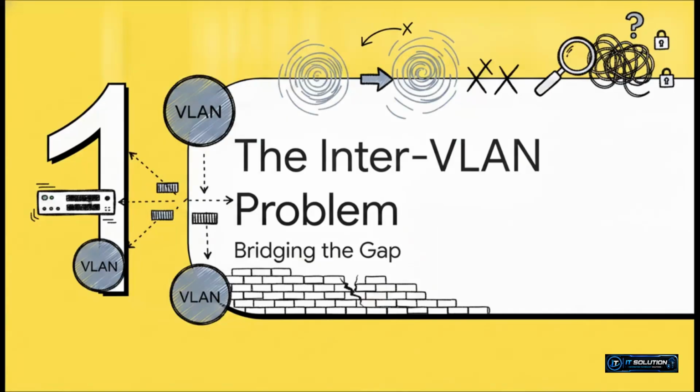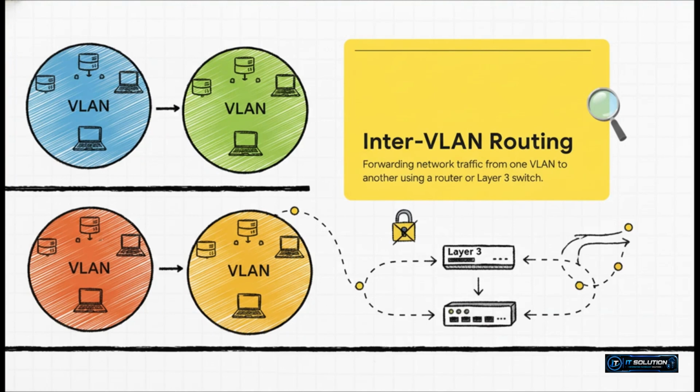All right, section 1, the inter-VLAN problem, bridging the gap. Let's look at exactly why layer 2 switches just can't pull this off on their own. Simply put, inter-VLAN routing is the process of forwarding network traffic from one VLAN to another using a router or a layer 3 switch. Think about it. VLANs are literally designed to segment networks, right? We use them to break up broadcast domains for better security, better performance, and just general organization.